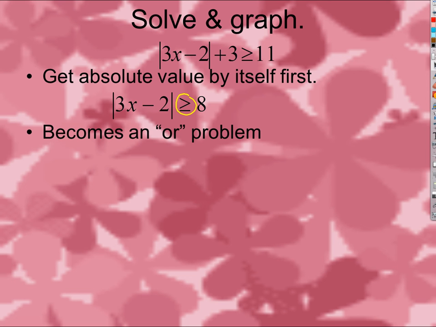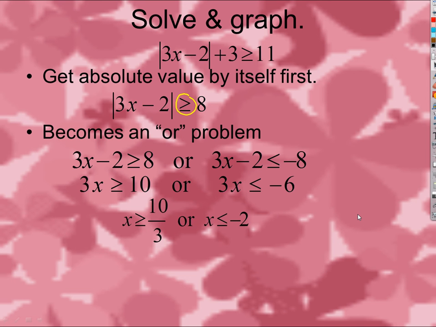Either 3x minus 2 is going to give me a number that's greater than or equal to positive 8, right? Or it's going to give me a number that's less than or equal, meaning less than, meaning to the left of. Less than and left of, right? Less than or equal to negative 8. I just solve them both. Add 2, divide by 3, and I got my answers. So I'm going to get endpoints at 10/3 and at negative 2.